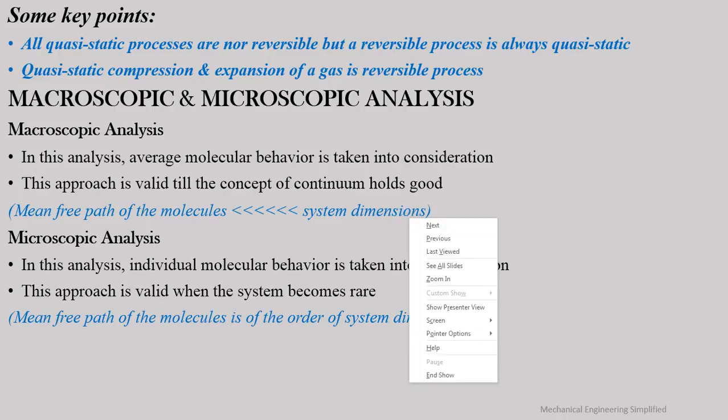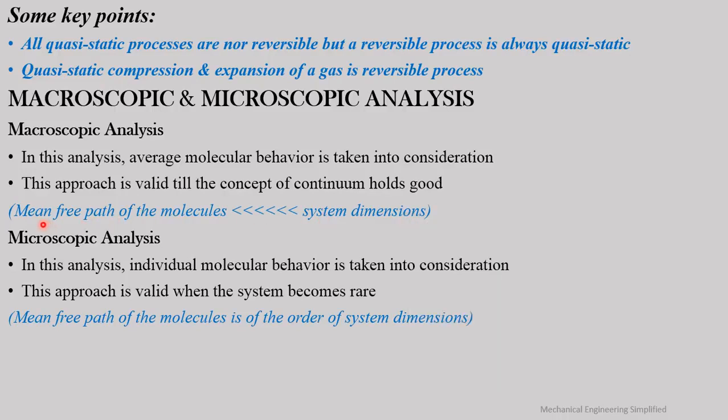What is the mean free path of the molecule? Mean free path of the molecules means the distance traveled by the molecules between successive collisions. If that distance traveled between successive collisions is very much less than the system dimensions, the concept of continuum is valid, and in that case we consider the macroscopic analysis and the average molecular behavior is taken into consideration.